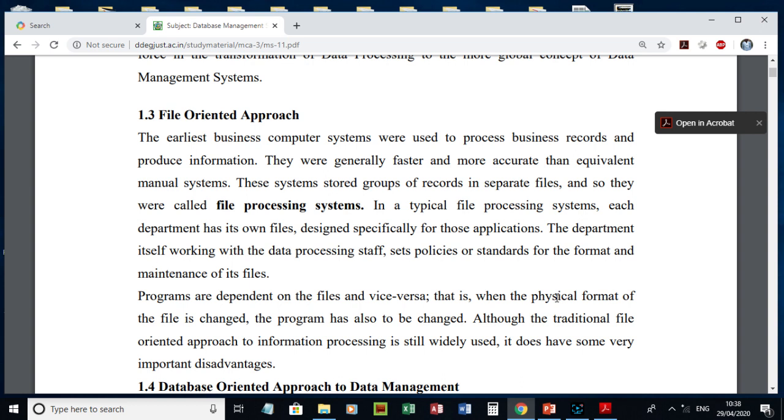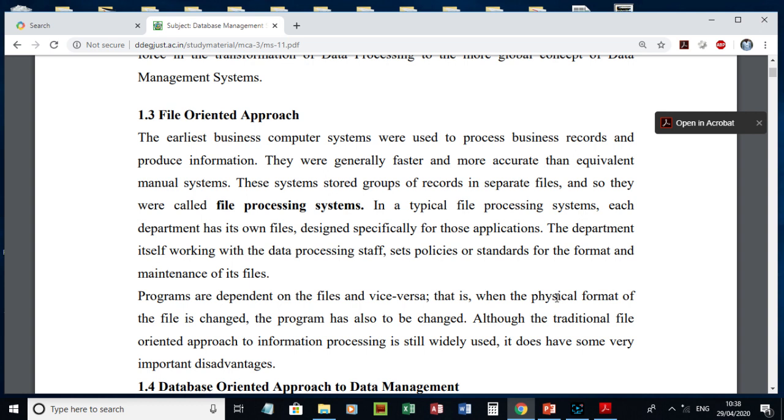So I'm repeating again. This time I'm going to put in another term. The earliest business computer systems were used to process business what? Tuples or values. You understand? And produce what? Information. So we use it to process business records, and finally the essence of it all is to produce information as and when we need it. But remember, it must store it securely. I think we have learned about those things.